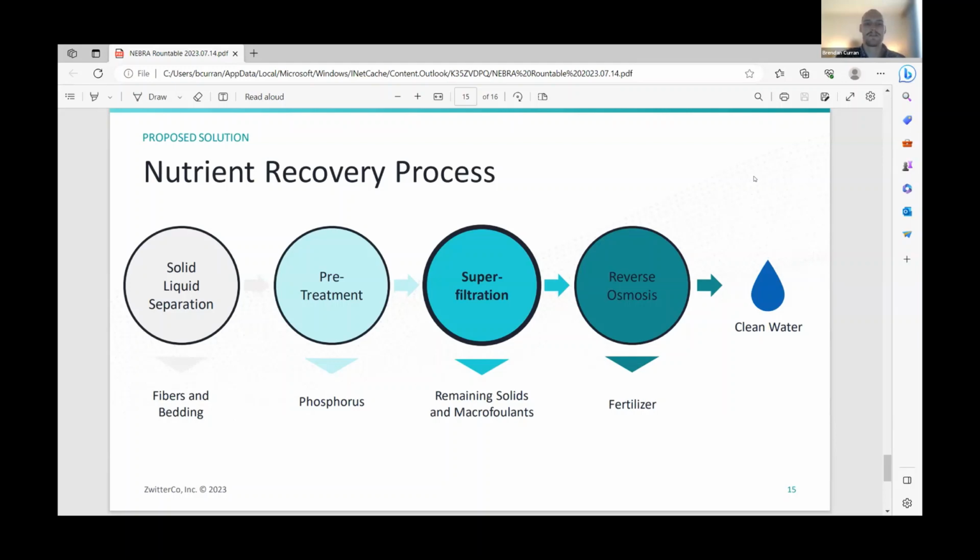At the pretreatment, any of the remaining phosphorus in the stream is going to come out. The phosphorus is usually connected to the larger solids that come out way before a membrane system. So it's either going to come out in the solid liquid separation phase or the pretreatment to the membranes. And the ultrafiltration is getting out all the remaining solids that can impact the RO and the macrophytes. And then the RO is going to take that stream and concentrate potassium, nitrogen, salts, and then you can create a fertilizer out of that. And then the clean water is either recycled back to the farm, or in this case, it's being discharged into the river stream.